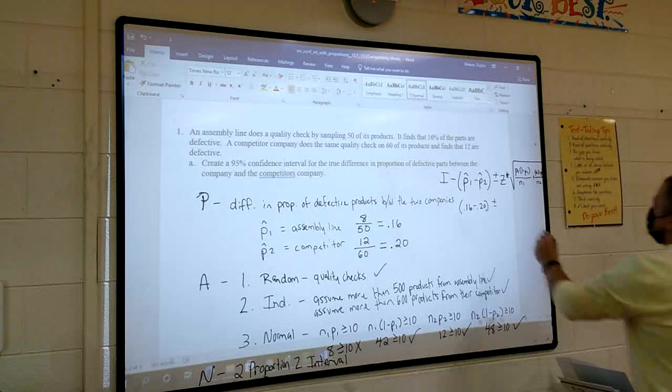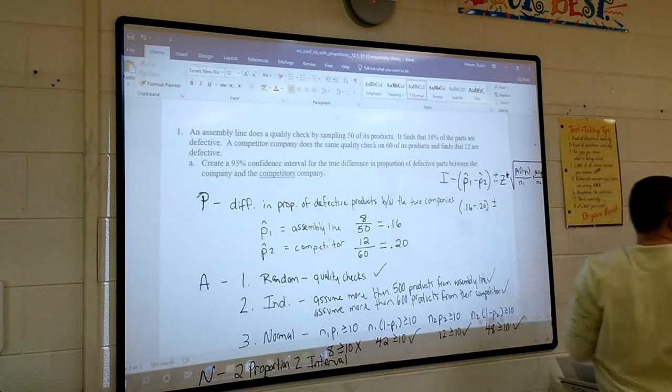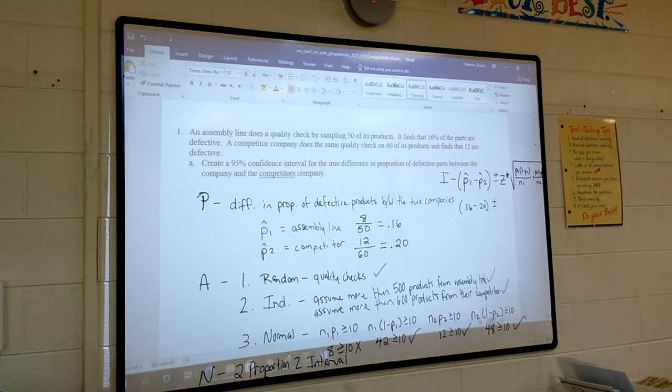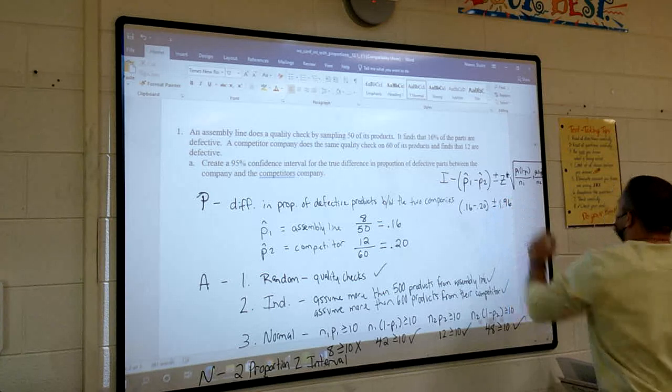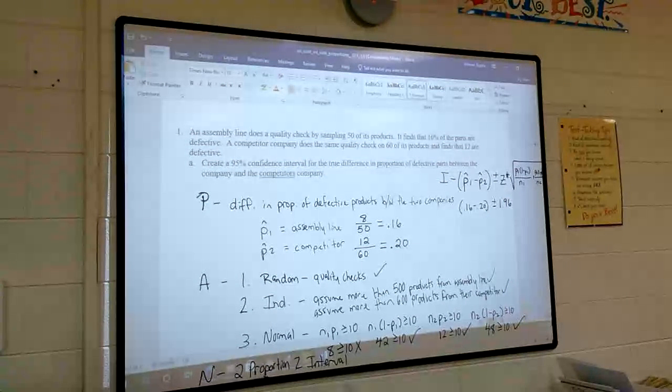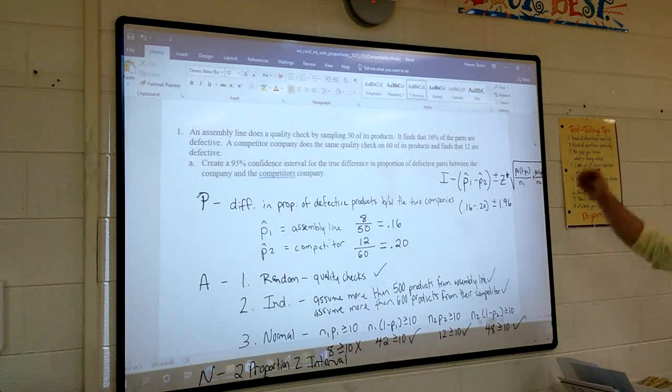So what's our Z-score? You remember there's 3 of them. There's a 90% one, there's a 95, and there's a 99. What's the Z-score for 95? 1.96. It's right there at 2. Remember, you need to remember those. 90% is 1.645. 95% is 1.96. 99% is 2.576. So they go up. As you be more confident, your Z-score or your standard deviations get higher.